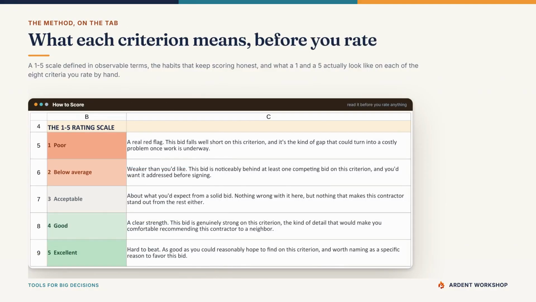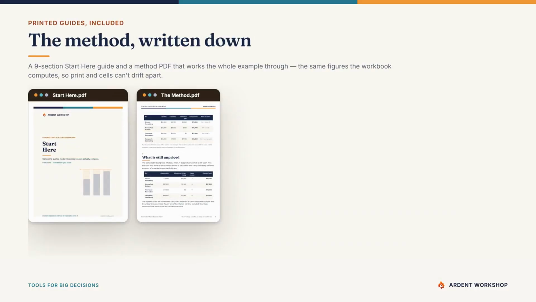The How to Score guide defines a plain 1 to 5 scale for every criterion in observable terms, not vague gut feel. A 9-section Start Here guide walks through the workbook step by step, and a companion method guide works the full example from bid to decision.